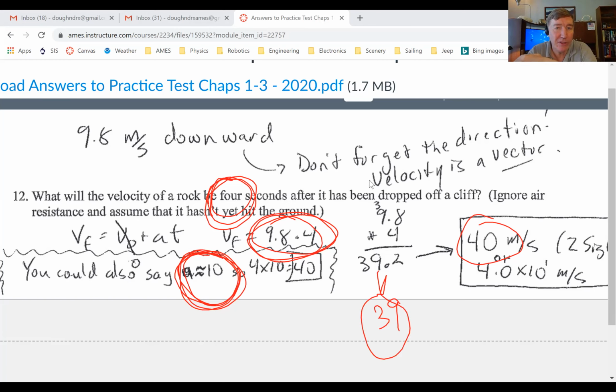But what I told the students when I made this up a couple years ago was, on part 1 of the test, where you're not allowed to use a calculator, instead of calling it 9.8, just call it 10. And then that way you've only got 1 sig fig.